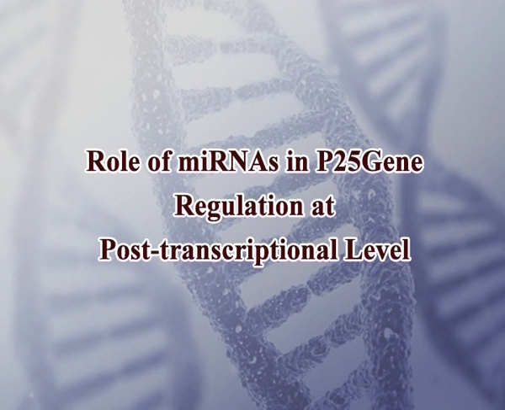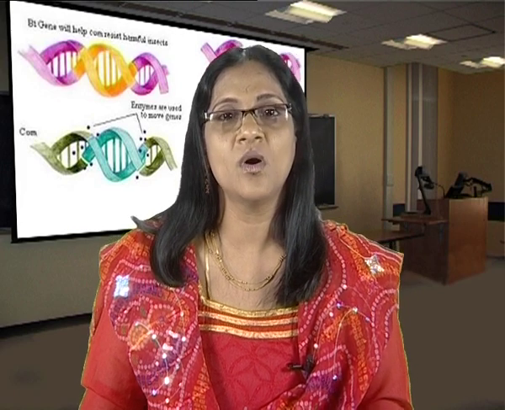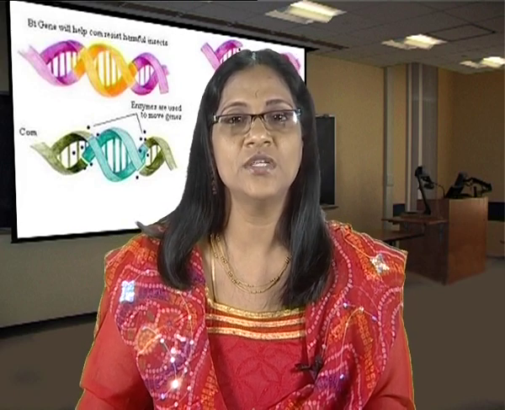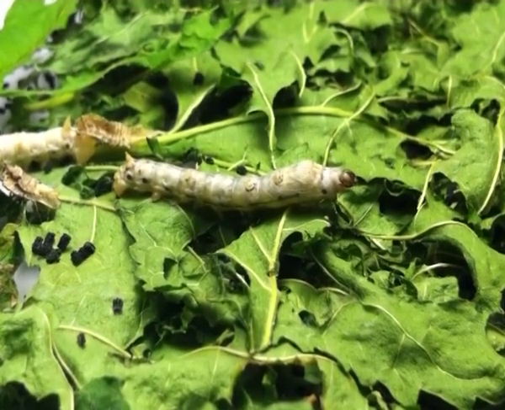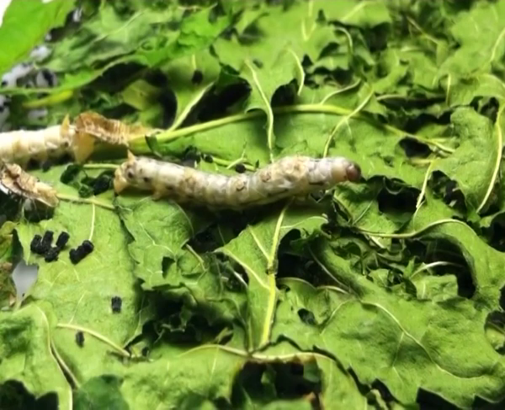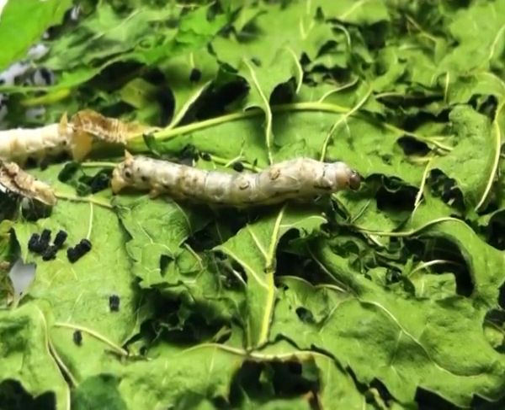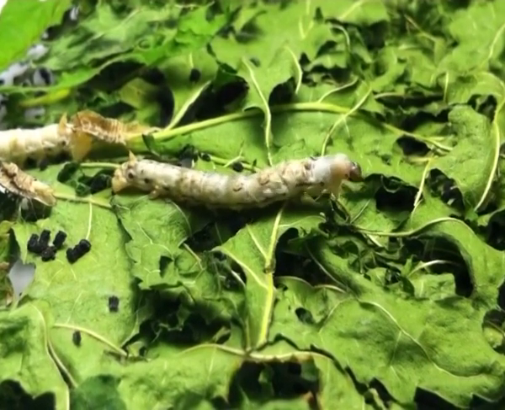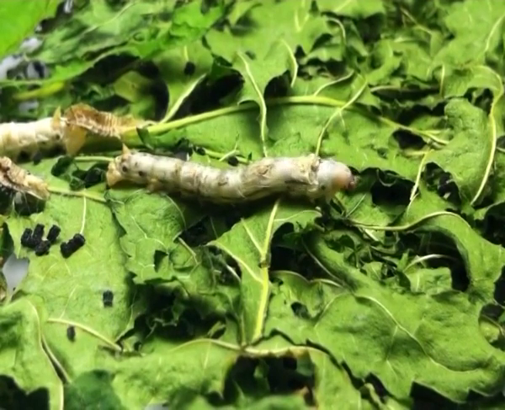Let us see the role of miRNAs in P25 gene regulation at post-transcriptional level. MicroRNAs, also called miRNAs, are a class of non-protein coding small RNAs that regulate gene expression at the post-transcriptional level. Using an in silico screening, it has been found that the 3' untranslated regions of the P25 gene mRNA are perfectly complementary to nucleotides 2 to 8 at the 5' end of the miRNA, MIR2B.